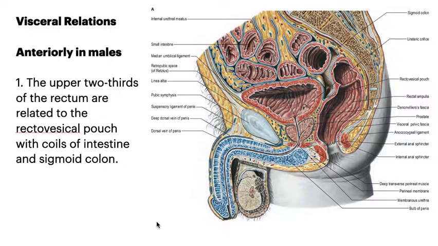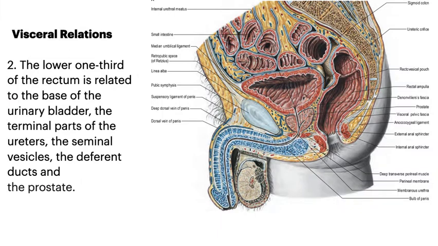Now coming to the visceral relations, previously we read the peritoneal relations. Amongst the visceral relations, anteriorly in males, the upper two thirds of the rectum is related to the rectovesical pouch and coils of intestine and the sigmoid colon. The lower one third of the rectum is related to the base of the bladder, the terminal part of the ureters, the seminal vesicle, the ductus deferens, and then the prostate gland.